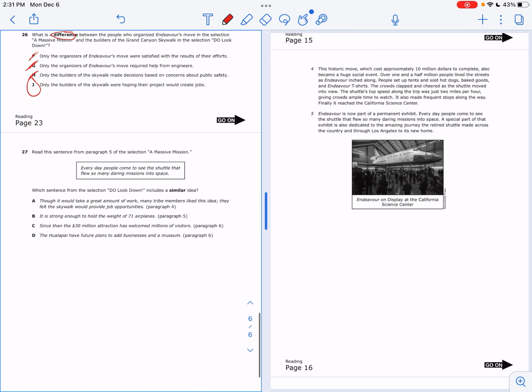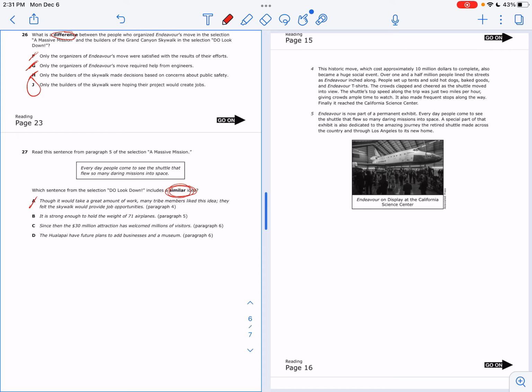Okay. Last question. 27. Read this sentence from paragraph 5 of the selection A Massive Mission. Every day people come to see the shuttle that flew so many daring missions into space. Which sentence from the selection Do Look Down includes a similar idea? So now we need to find two phrases that sound similar. Okay, A says, though it would take a great amount of work, many tribe members like this idea. They felt the Skywalk would provide job opportunities. I don't find any similarities between these two, so I would say that A is not one.